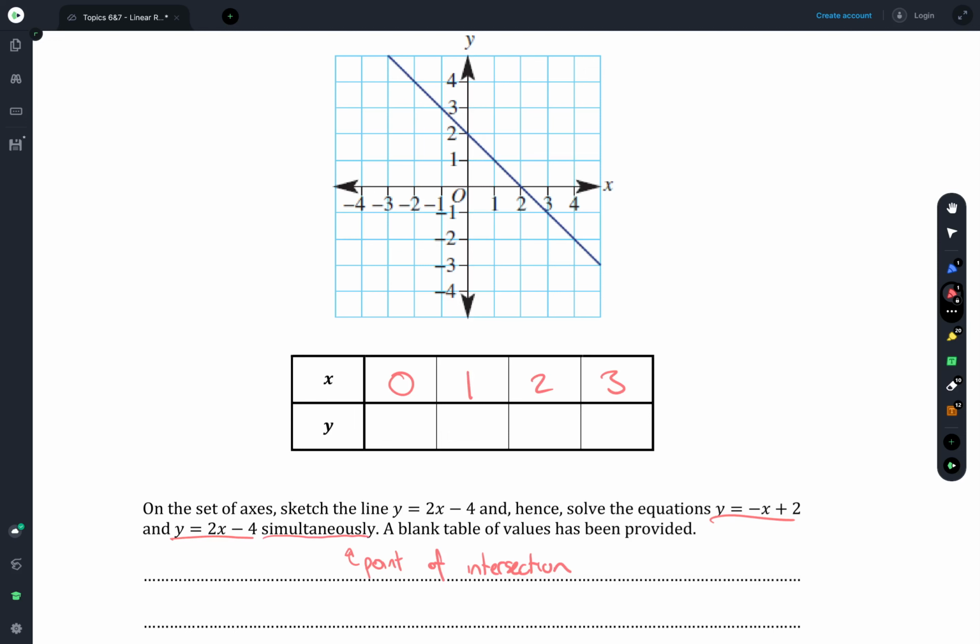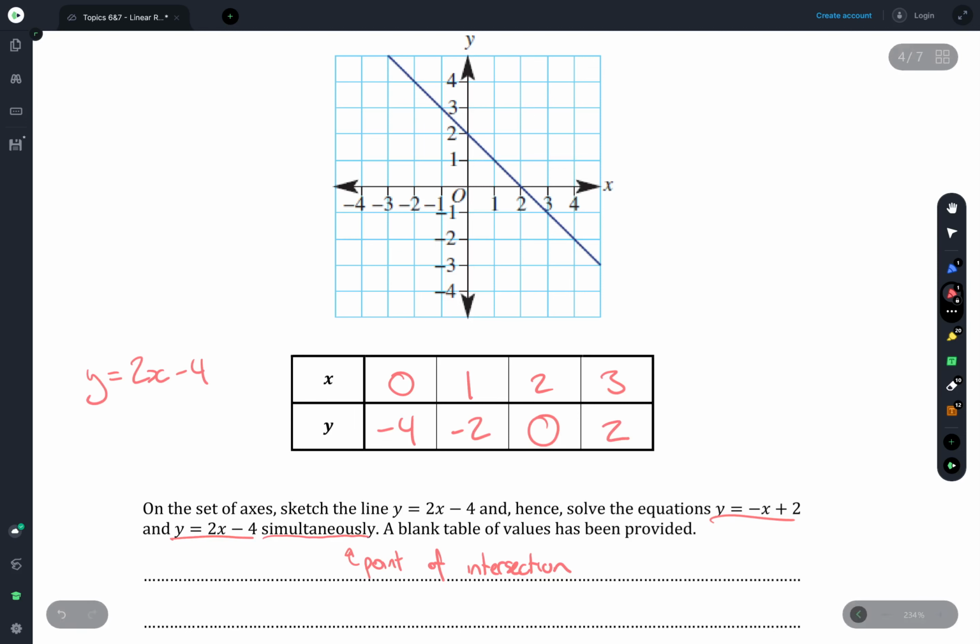And now we're going to substitute it into this equation. So I might just write it to the side just so we can remember. We have y equals 2x minus 4. Now if I made x equals 0 here, I'll be saying 2 times 0, which is 0, and then minus 4, so I get negative 4. If I make x equal 1, 2 times 1 is 2, minus 4 is negative 2. If I make x equal 2, 2 times 2 is 4, minus 4 is 0. And then if I make x equal 3, 2 times 3 is 6, minus 4 is 2.